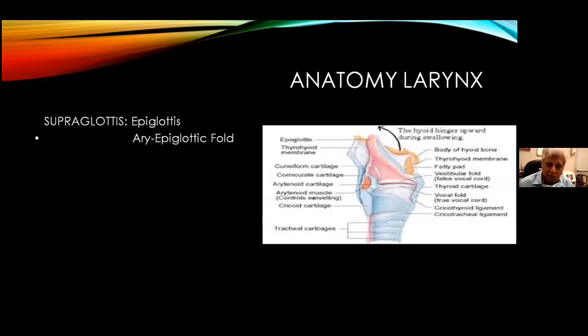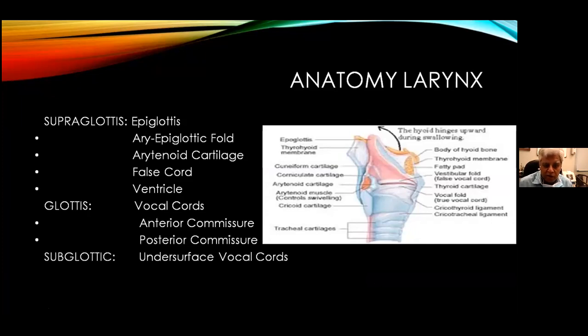So the larynx has been divided into three parts, as the slide suggests. The part of the larynx which is above the vocal cord, that is the glottis, is called the supraglottic region, and the part below the glottis, as the name suggests, is the subglottic region. This classification is important, especially when we are dealing with tumors of the larynx and staging the tumor. So remember this classification.